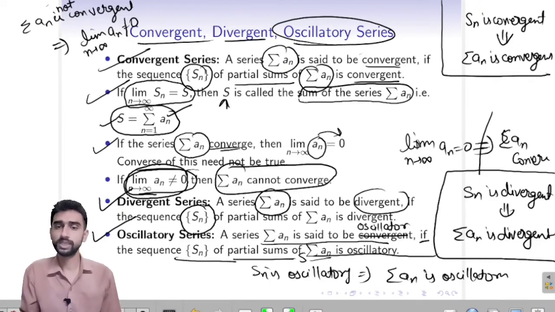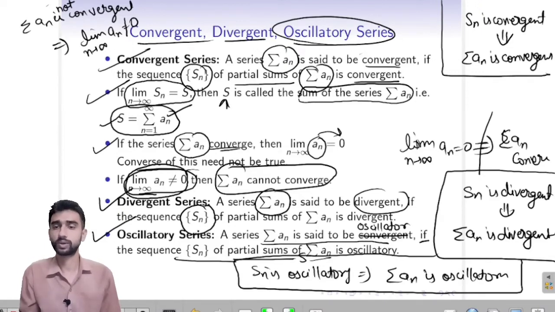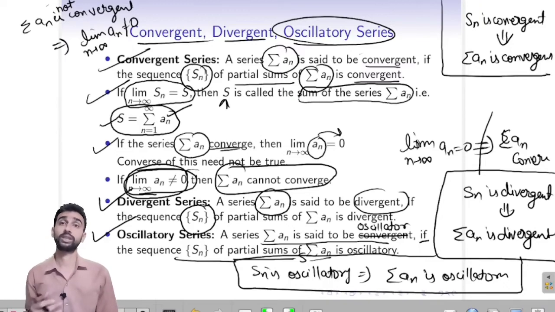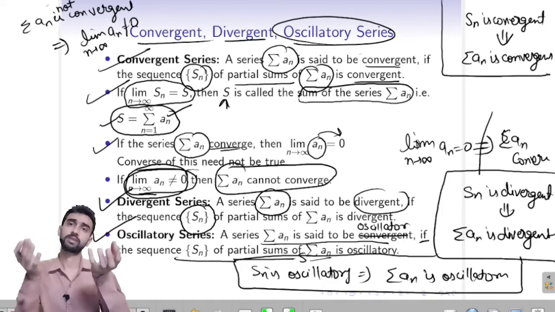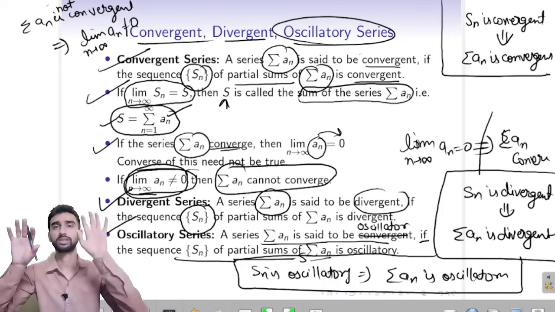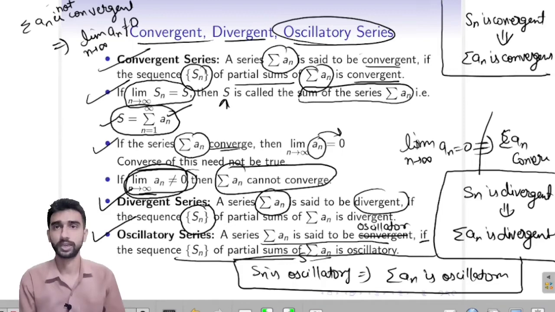Now by these three rectangles, you can just see the relation between the sequence of partial sums and the series. If the sequence of partial sums is convergent, the series is convergent. If the sequence of partial sums is divergent, the series is divergent, and if it is oscillatory, the series is oscillatory.